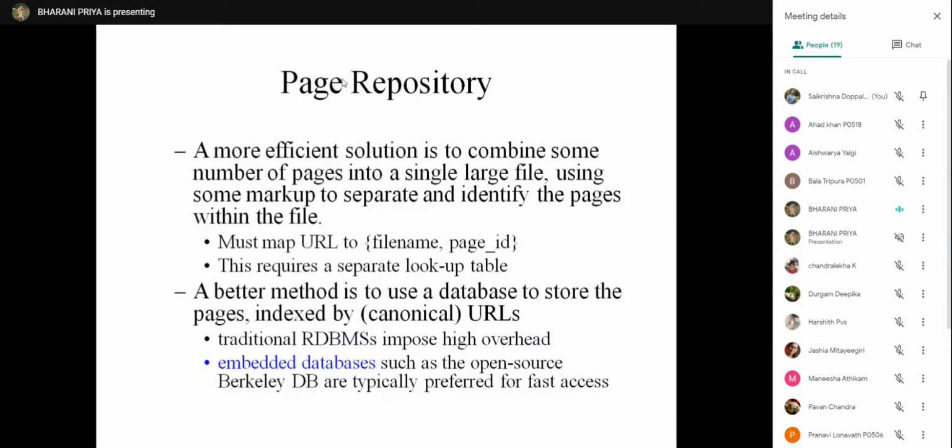And apart from this, another better method is to store the files in a database, and the database itself will take care of indexing the pages by some canonical URLs. This cannot be handled by a traditional RDBMS. There are special databases called embedded databases, like Berkeley DB, the Berkeley database, which is used for storing the downloaded files and mapping them to URLs.